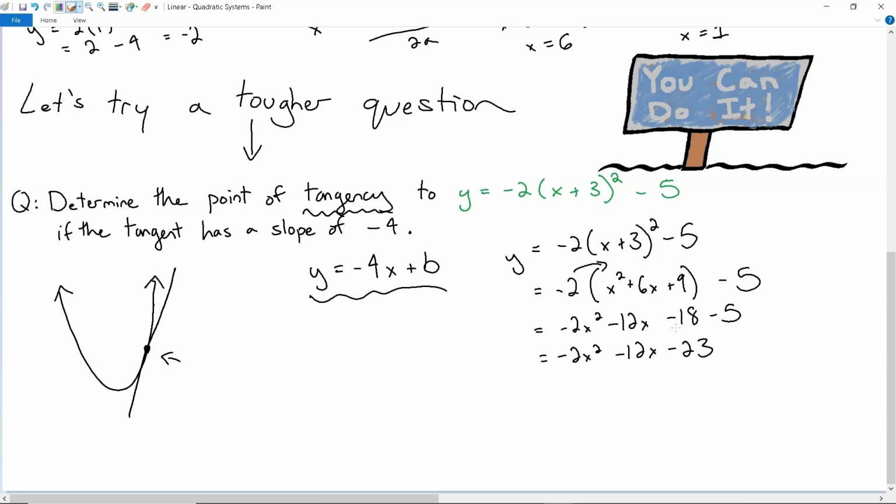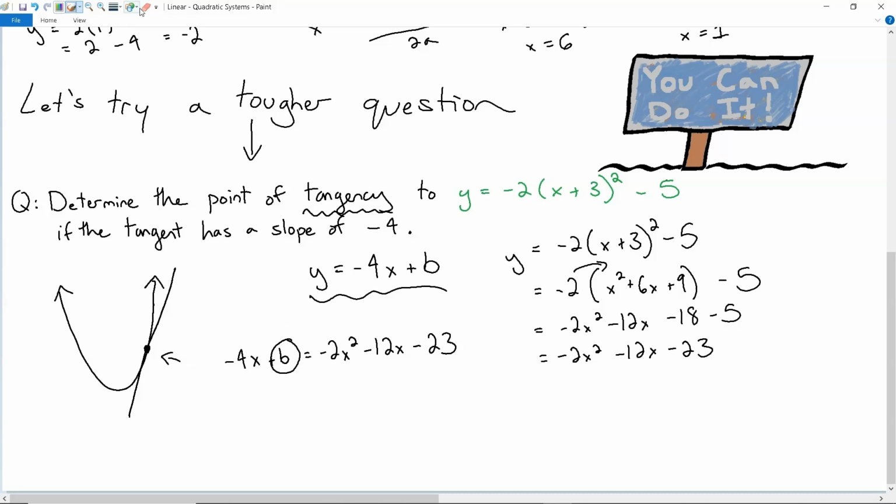Okay. But now we're stuck in a tricky situation because at this point I would want to set my equations equal to each other to solve for the point of tangency. However, I'm missing a value, right? I can't solve for x and my y-intercept at the same time.